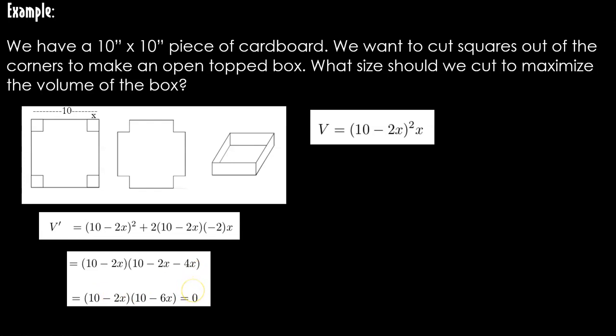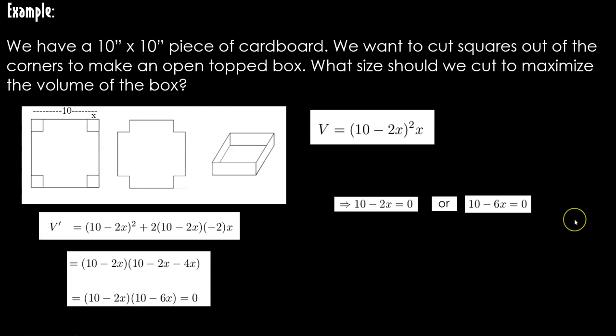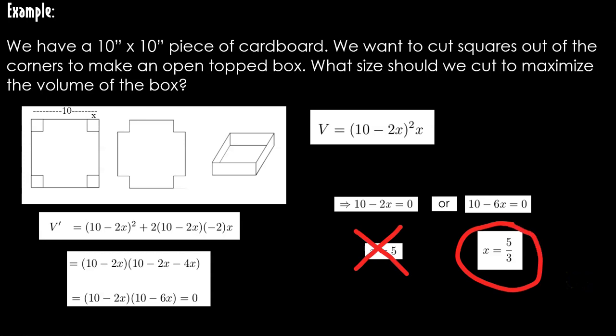So setting each of these equal to 0, I know that either 10 minus 2x equals 0 or 10 minus 6x equals 0. Well, that's interesting. We don't usually get two answers. So either x equals 5 or x equals 5/3. Which is the right answer? What makes sense? Well, if x is equal to 5, that's half the box. That means you just cut the box into 4 pieces. So that's going to give you a minimum size box, which means our final answer is x equals 5/3.